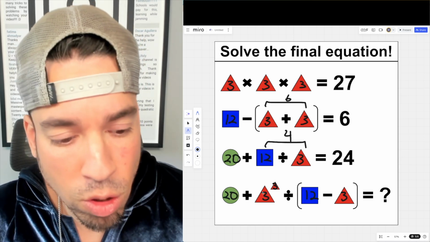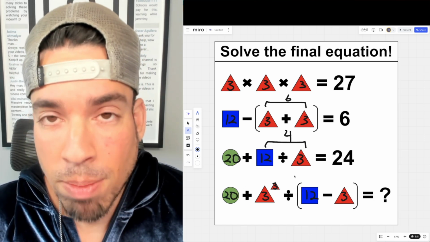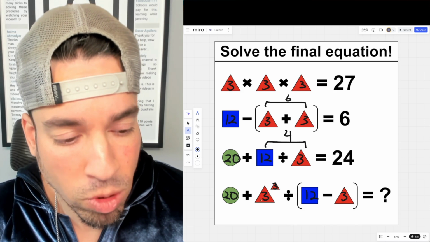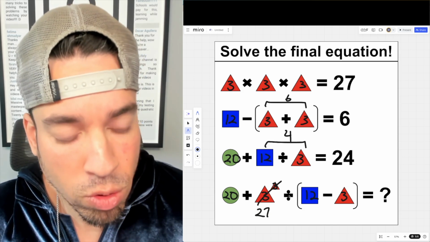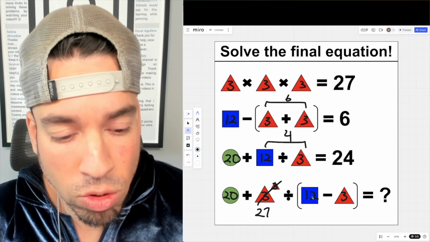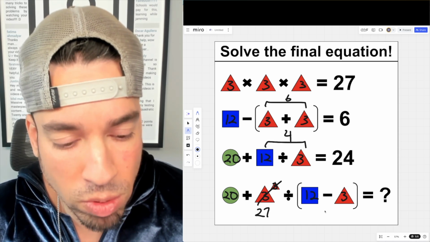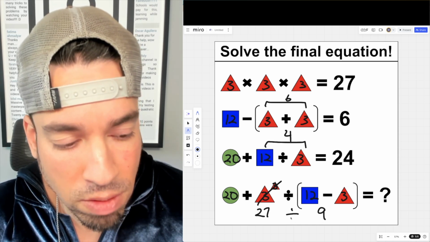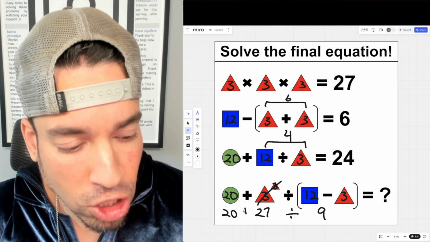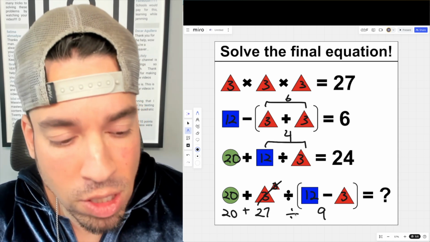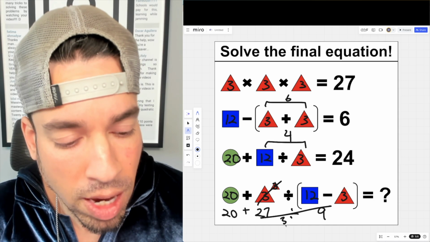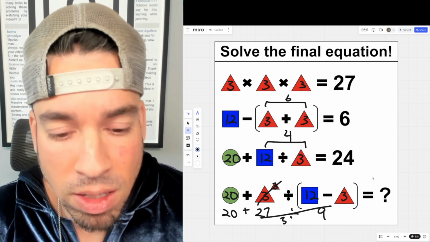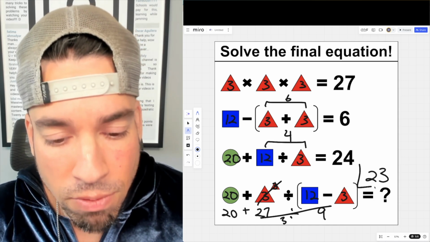Now we can solve the final equation, and we have to go in order of operations, right? So first we're going to do exponents. 3 to the third power, that is 27. And then we're doing divided by what's in the parentheses. We have to do the parentheses first. 12 minus 3 is 9. And then we have this division and the addition. Between addition and division, we do division next. 27 divided by 9 is, of course, 3. And 3 plus 20 gives us a final answer of 23 for the win.